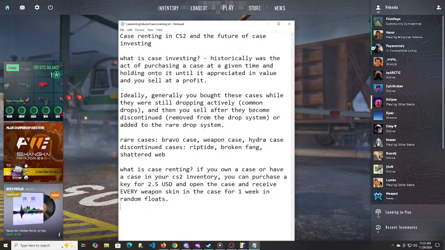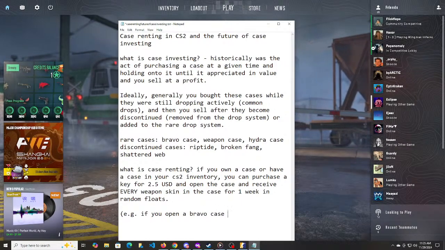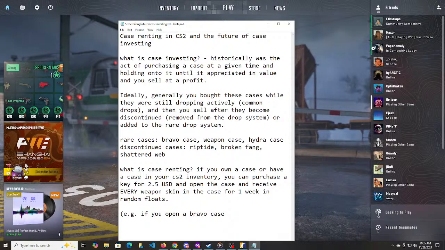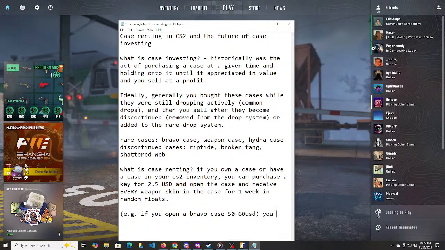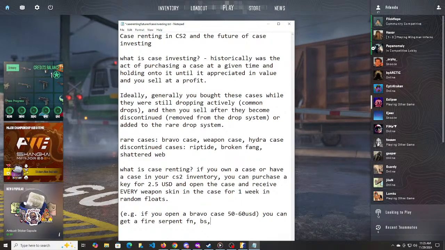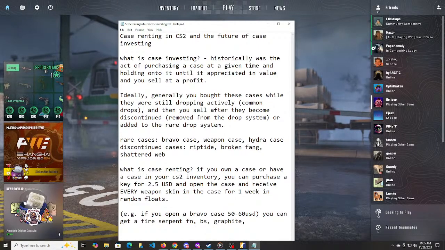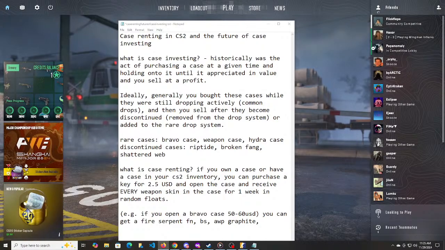So if you open, for example, a Bravo case, right? A Bravo case, which usually costs around 50 to 60 USD if you happen to have a Bravo case, you purchase a key for $250, you open it, you can get a Fire Serpent, could be factory new, could be battle scarred, could be whatever. And you can get a Graphite, you can get an Op Graphite, I should add. You get all the skins in that collection. And yeah, it's pretty interesting.